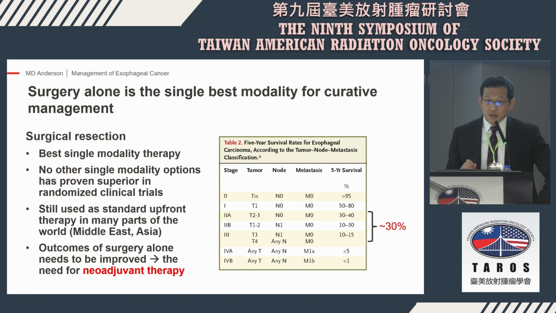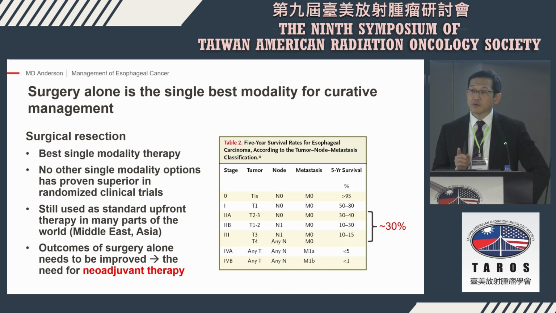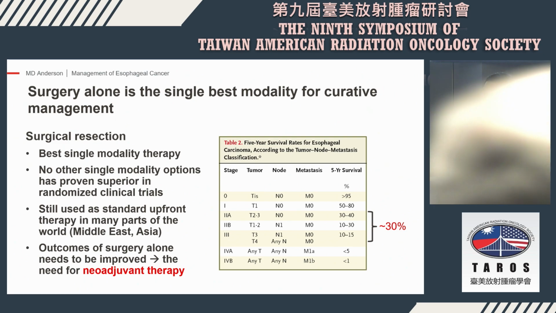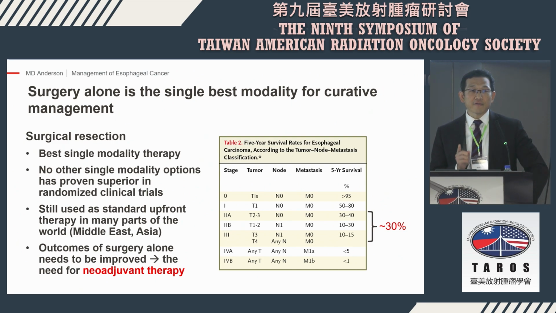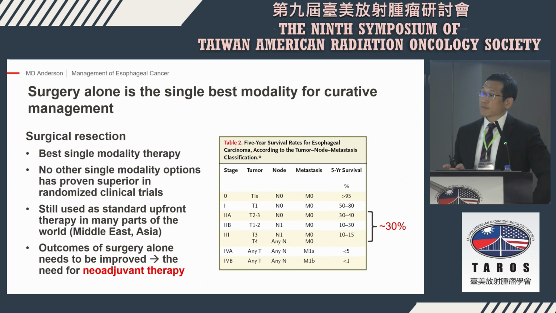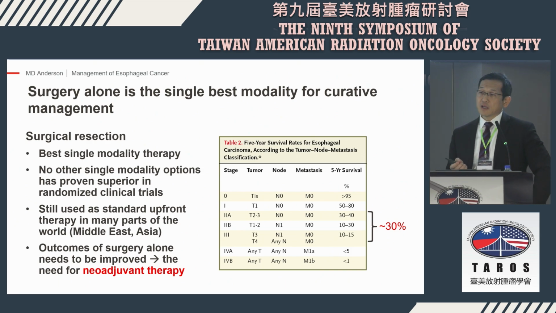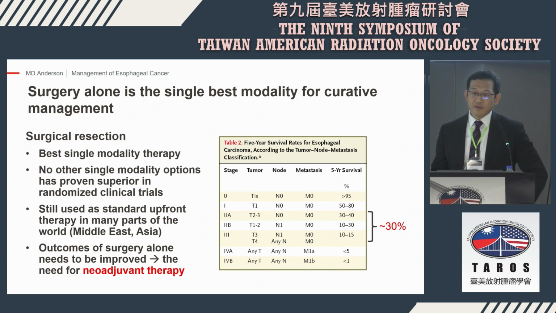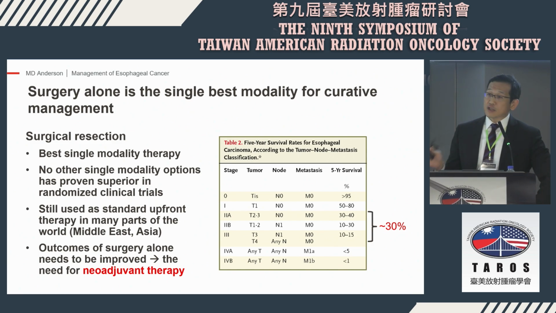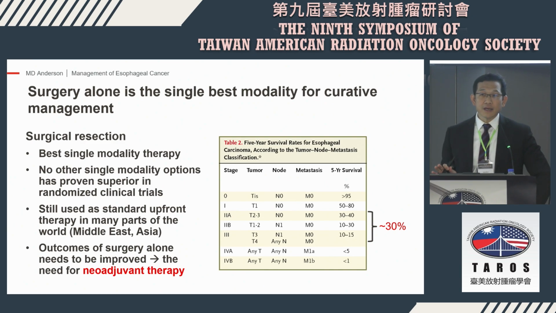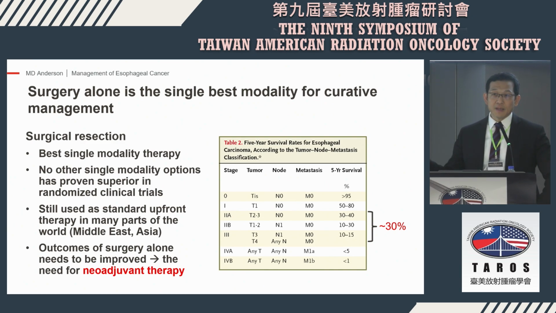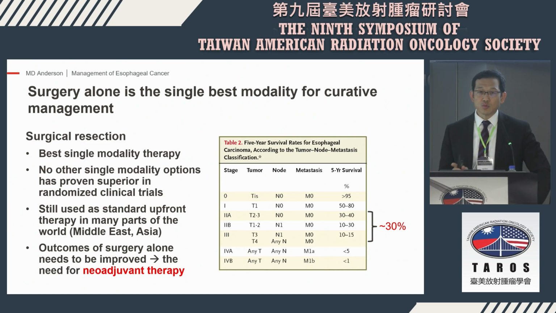However, if you consider patients who are resectable, surgery alone is still considered the single best modality for curative management. So if you're going to select one treatment, doing surgery up front is still the most curative management for these patients because 5-year survival is about 30%. Chemotherapy alone is not curative. Radiation alone is not curative. Even with chemoradiation, 5-year survival does not beat surgery alone. So if you can choose one treatment.